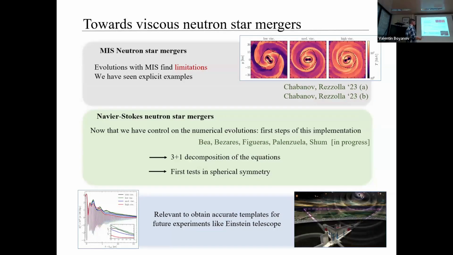So with this, we expect to obtain accurate templates, which include all the relevant physics, including the viscosity, and so this will be relevant for future experiments like the Einstein Telescope, where this post-merger region of the neutron-star mergers is expected to be detected.